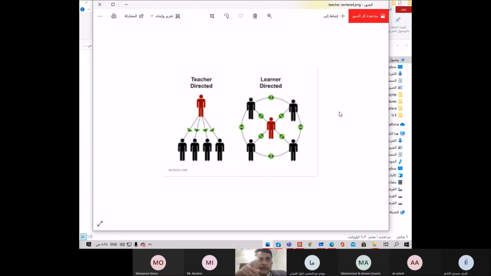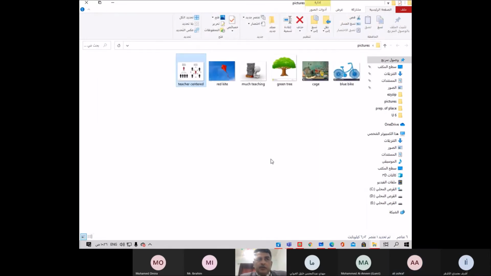Okay, so the first one is very direct teaching, the teacher directed, or the teacher centered, as we call it in methodology, the teacher centered class, and the other one is the student centered class. Yes, okay. This is what I want to start with, the meaning of direct teaching and indirect teaching.